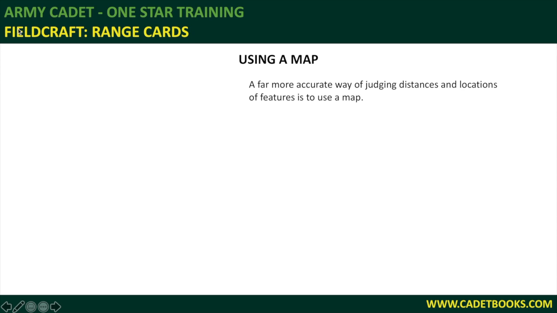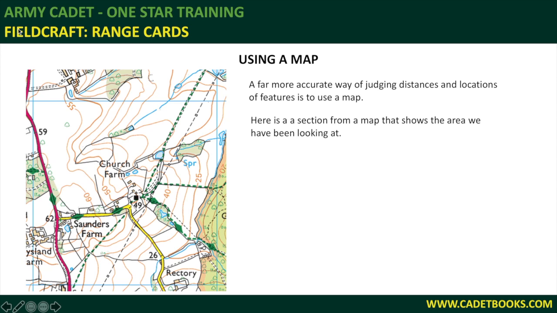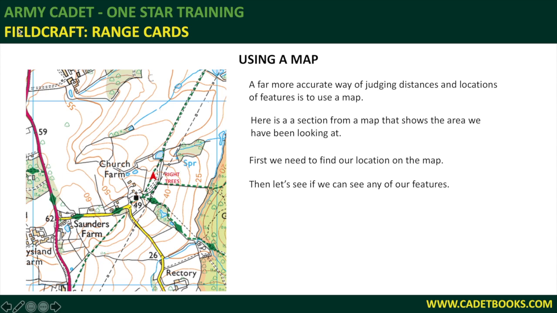Using a map. A far more accurate way of judging distances and locations of features is to use a map. Here is a section from a map that shows the area we've been looking at. First, we need to find our location on the map, marked with a red arrow. Then let's see if we can see any of our features. Right trees, hedge, pond, woods, track, copse, distant woods. It doesn't matter if not all features are on the map. The lone tree and the left trees are not marked on the map.